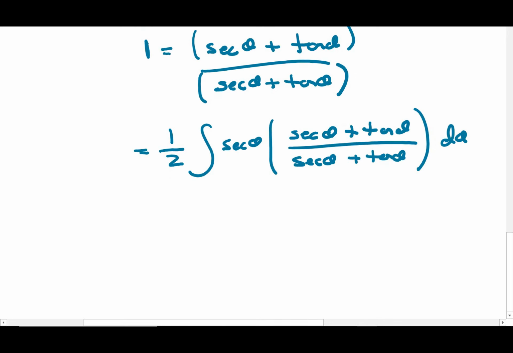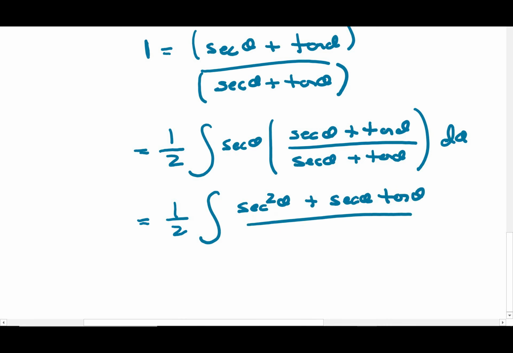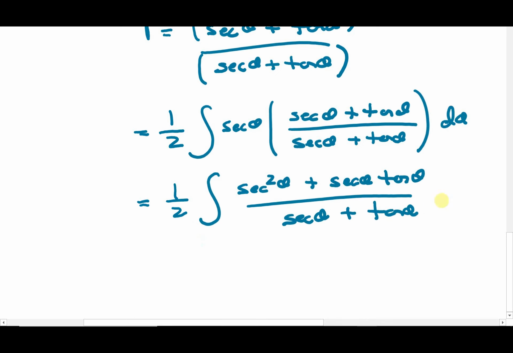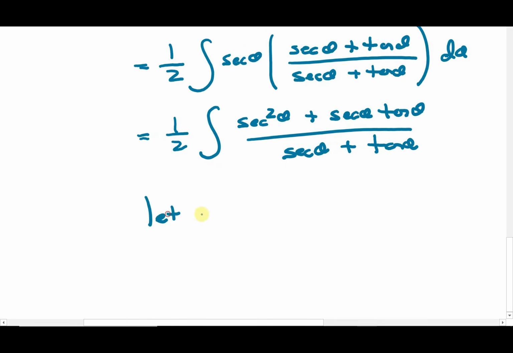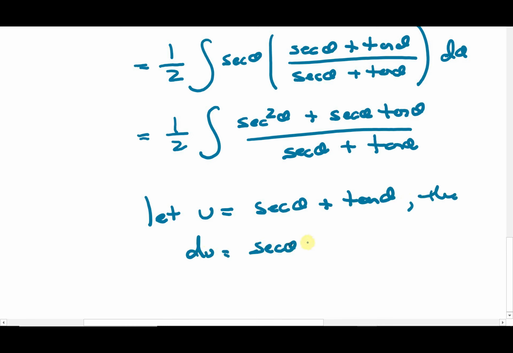So now when we combine it, basically this becomes secant squared theta plus secant theta tan theta all divided by secant theta plus tan theta. So now we're going to use a substitution. Let u equal secant theta plus tan theta. Then du happens to be secant theta tan theta plus secant squared theta d theta.